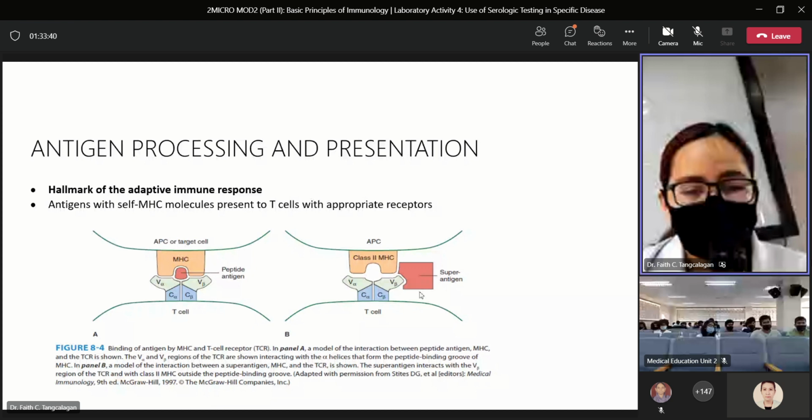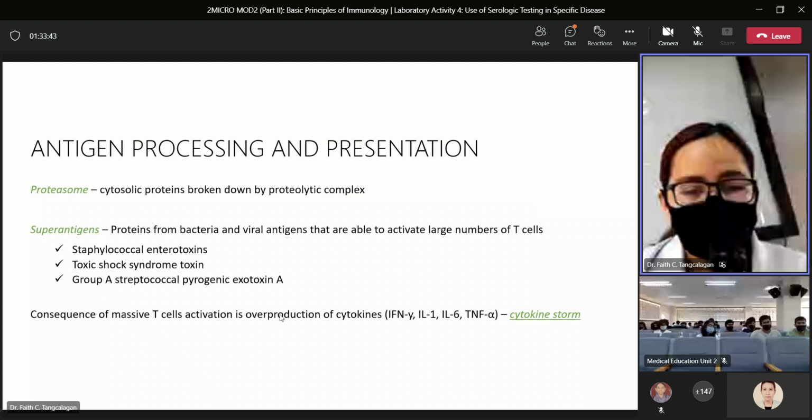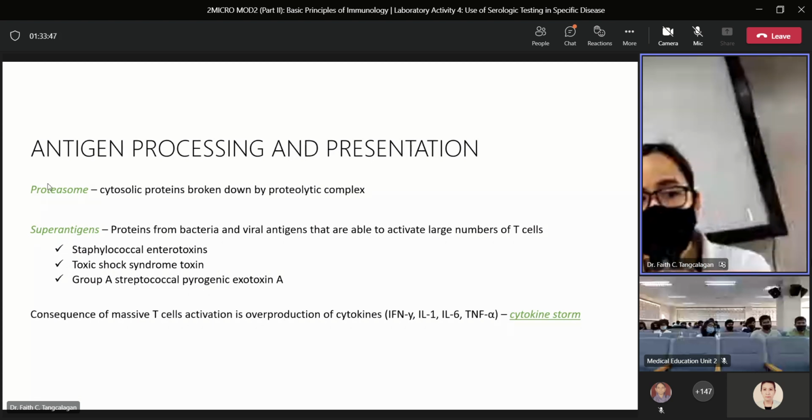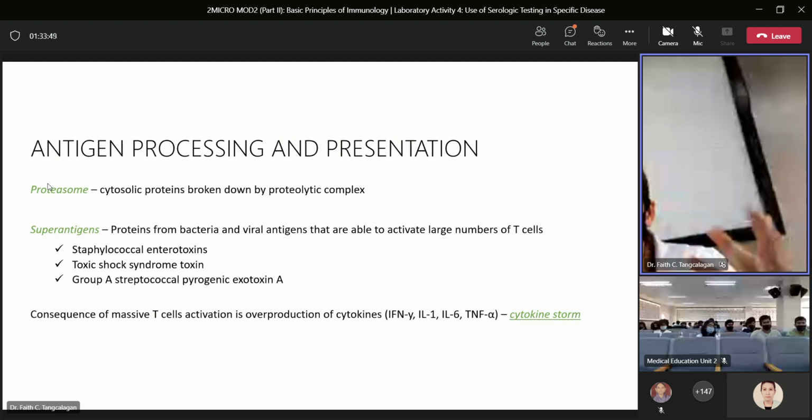For the cytosol, antigen presenting cells have a proteasome, a proteolytic complex by which cytosolic proteins are broken down. So they process proteolysis.